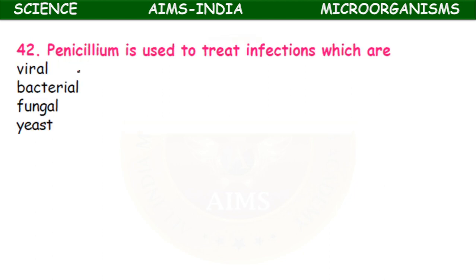Penicillium is used to treat infections which are viral, bacterial, fungal, or yeast. So here the question, penicillium is actually a fungus. It is used to treat the infections which are viral, bacterial, fungal, yeast. So to treat bacterial infections, penicillin is the medicine which is used. Okay.